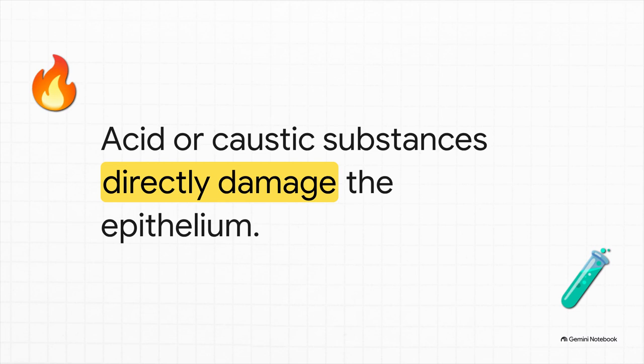This one is a direct physical assault. Acid or caustic substances simply damage the epithelium. GERD specifically happens because the lower esophageal sphincter relaxes transiently and inappropriately. This lets gastric acid sit directly on mucosa that just isn't built to tolerate it.